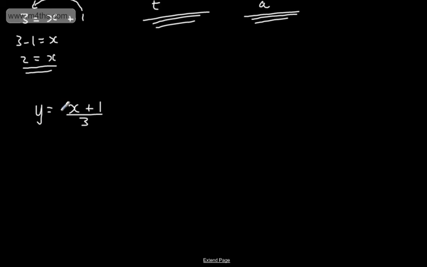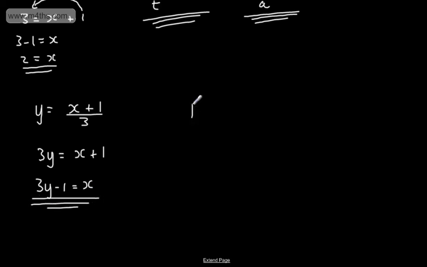So the first thing I'm going to do is multiply both sides by 3. That's going to give me 3y is equal to x plus 1. All I need to do to make x the subject is subtract 1. So we've got 3y minus 1 is equal to x. And we've made x the subject of the equation.